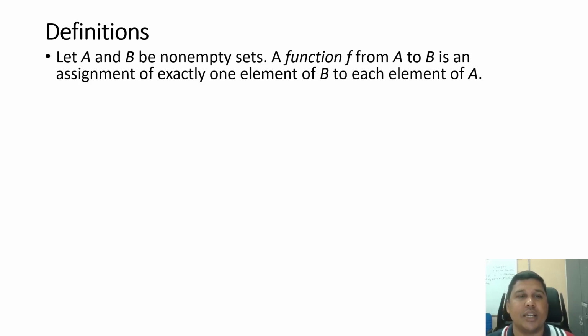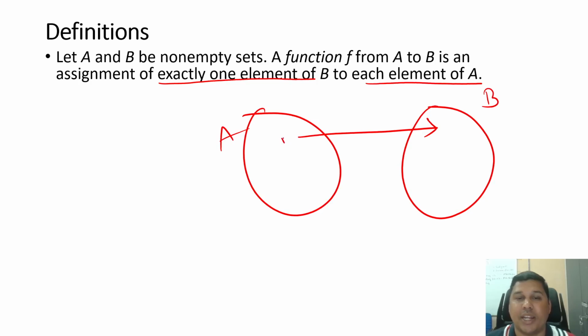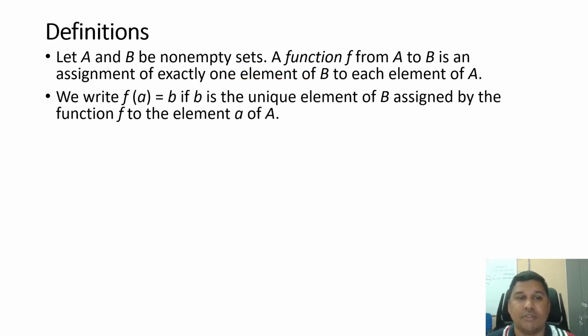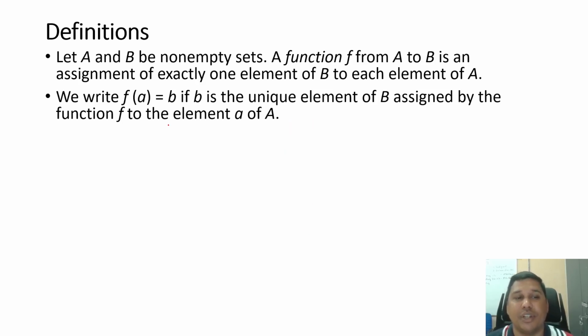So the definition: a function f from A to B is an assignment of exactly one element of B to each element of A, if A and B are non-empty sets. So we have a set A and another set B, and we have a mapping from one input to the output. This is a function. We write it like this: f of a equal to b. It means b is the unique element of set B assigned by the function f to the element a of capital A. See the definition, how beautiful it is.